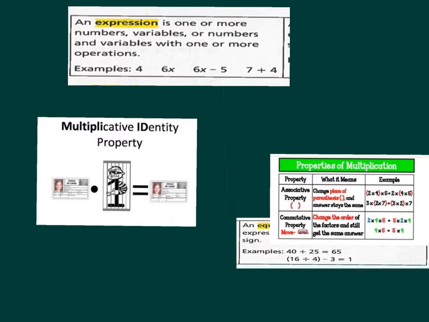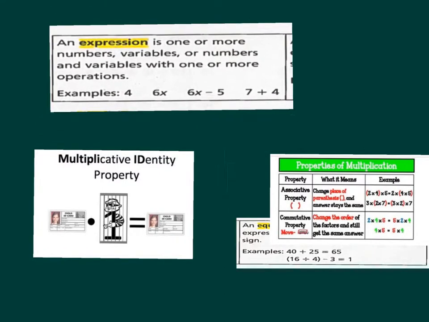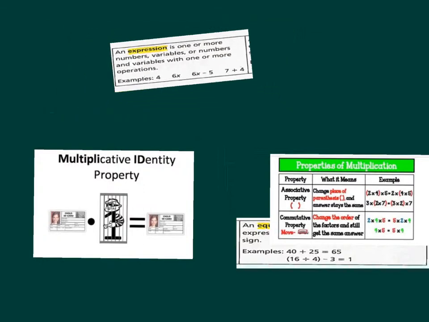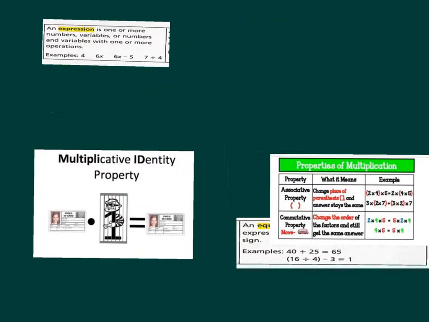I'm going to move these around. Remember, an expression is one or more numbers, variables, or numbers and variables with one or more operations. So remember, there's no equal sign there. It's going to have numbers, it's going to have variables, it could have both, a combination. It could have more than one operation. And remember what operations are: adding, subtracting, dividing, multiplying.